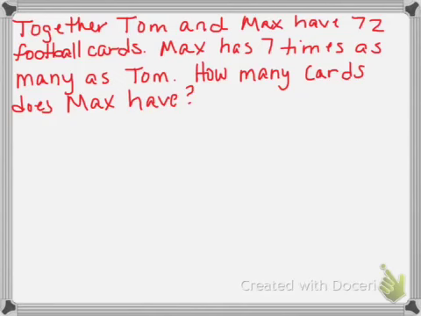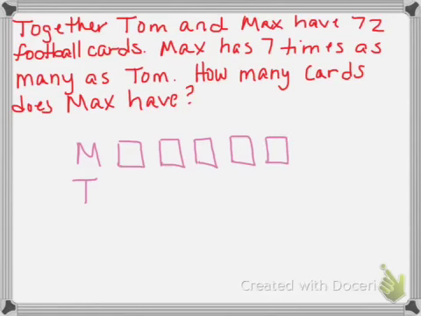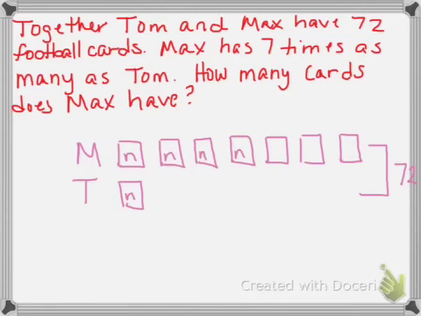One more problem just to kind of give us another helpful hint. So together Tom and Max have 72 football cards. Max has 7 times as many as Tom. So Max has 7 boxes. And Tom is the one that we're going to use to compare. When we put them all together, they have 72 cards. Each of the boxes is going to be represented by an N because we're not sure yet what is inside each of those groups.